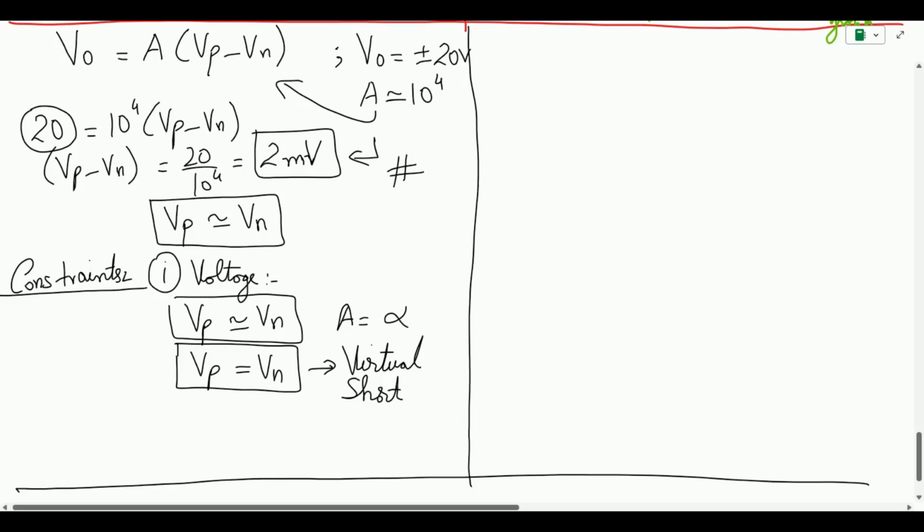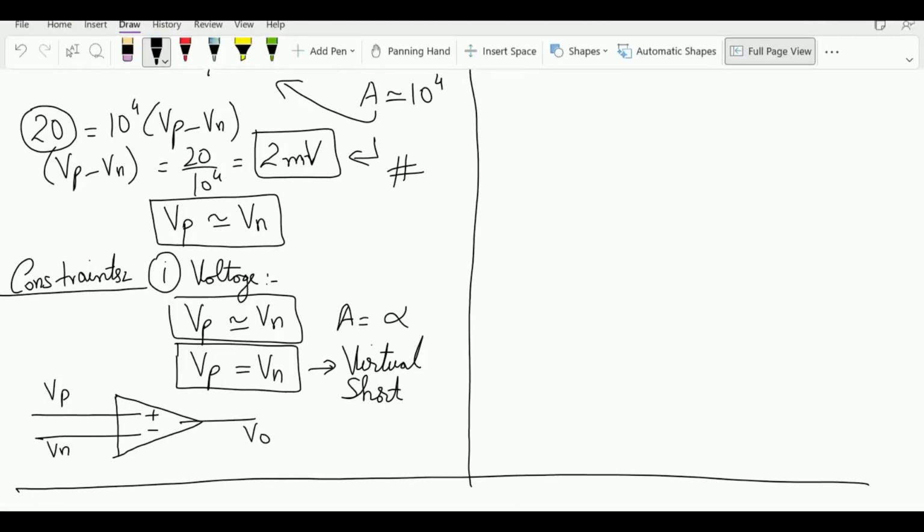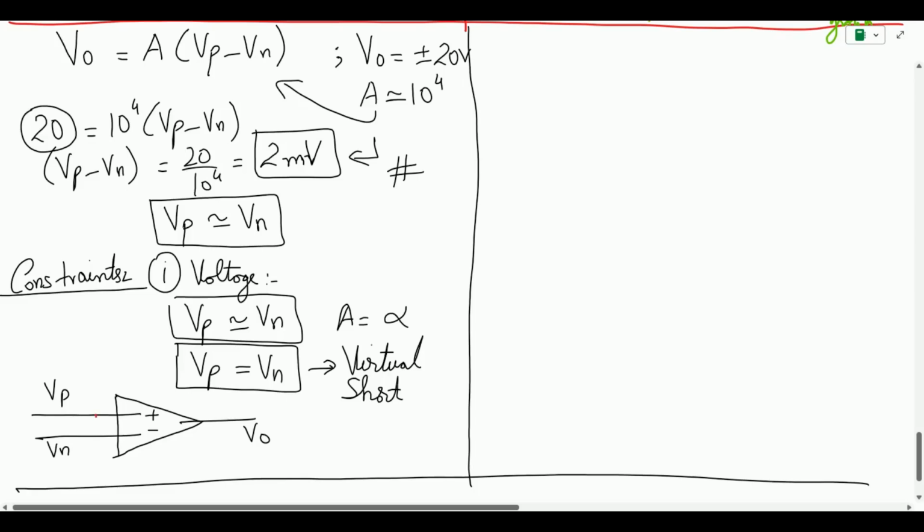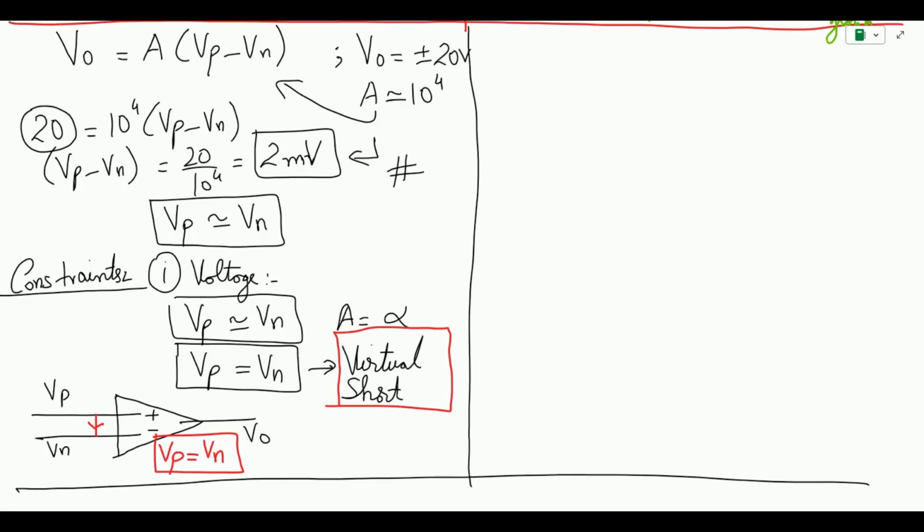Virtual short means that if I have my operational amplifier with inputs like this, so this is Vp and this is Vn and this is the output Vout, since Vp equals Vn, there is an internal short circuit over here, as if both of these are connected. Whenever I'm doing the circuit analysis, if I know the value of one, I can immediately say what the value of the other voltage is. This virtual short is very important, which we have assumed and utilized when doing the electrical analysis of an operational amplifier, and this is the first constraint that we self-impose on the ideal operational amplifier.